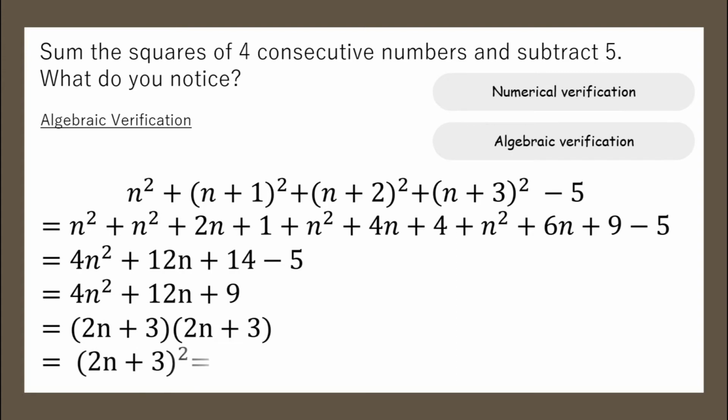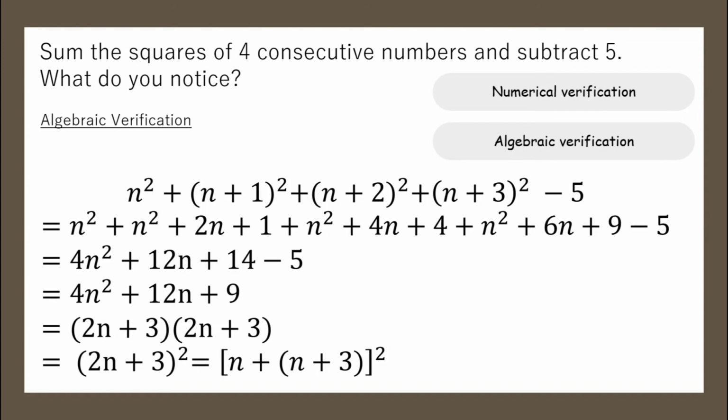How does this square number relate to the original numbers that we chose? And there it is. I've noticed that this is 2n plus 3. It's the first number that I chose to square, and the last number that I chose to square. It's the sum of the first and the fourth numbers we chose. It's the sum of the first and the fourth consecutive numbers. That's the result that we get. We get the sum of the first and the fourth number squared.